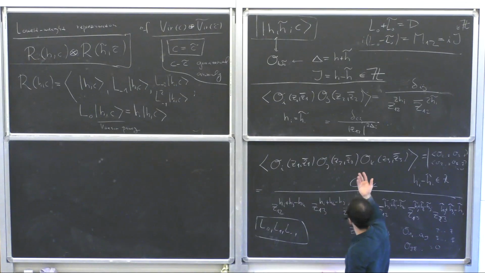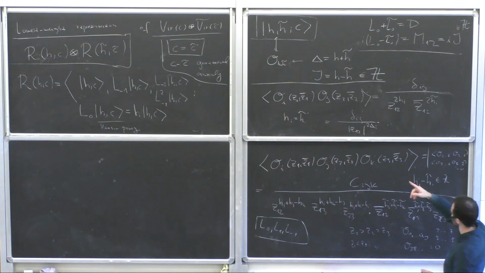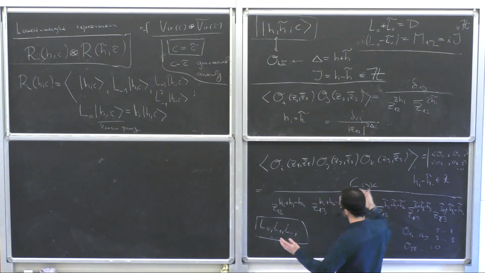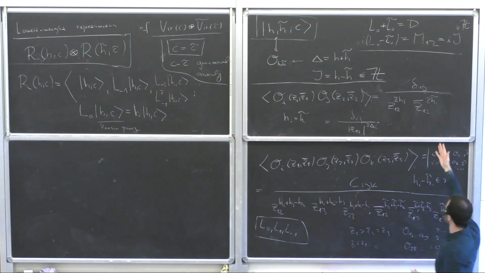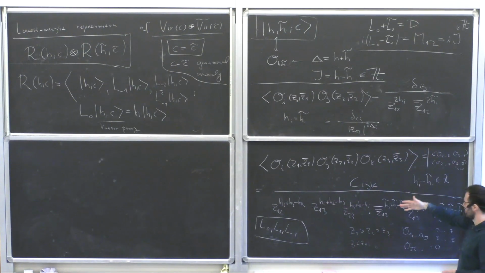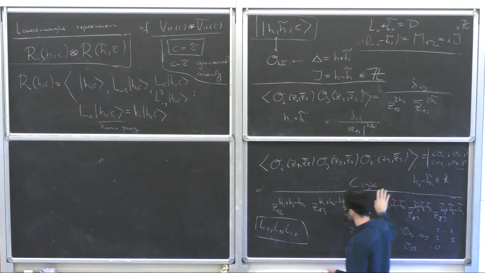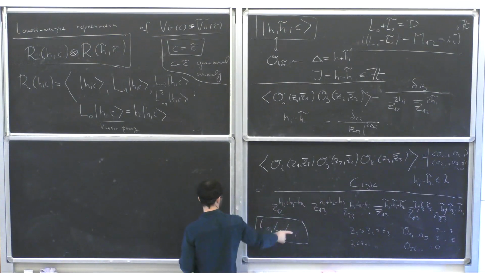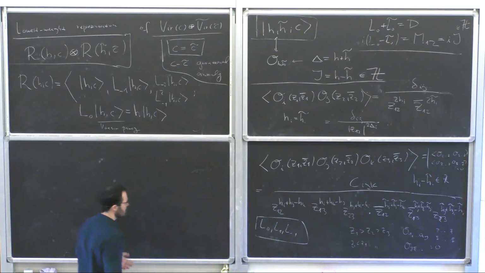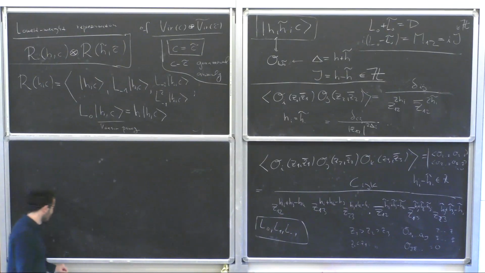And using what we have learned in higher dimensions, we know that the 2-point functions of any global conformal primaries look like that, and the 3-point functions of any global conformal primaries have to look like that. So this just follows from applying L0, L1, and L minus 1. I'm not going to show it to you.